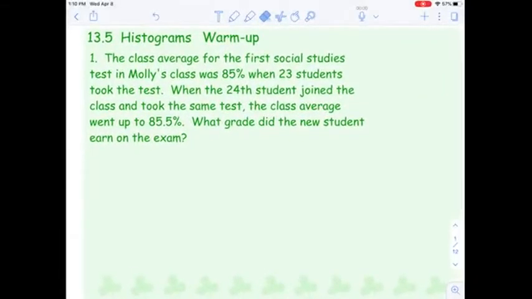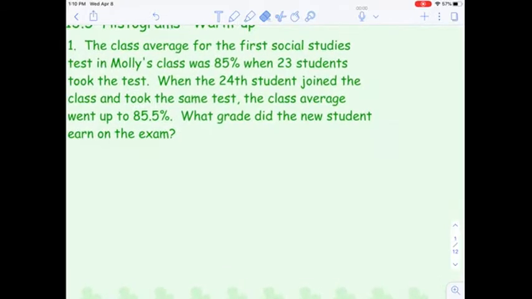This is lesson 13.5, which is on histograms. Histograms are another way to represent data. But first we'll do the warm-up.